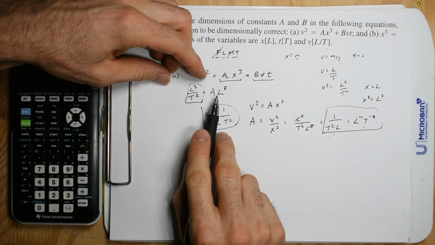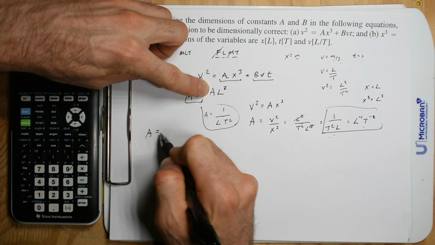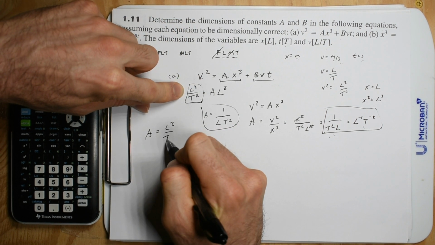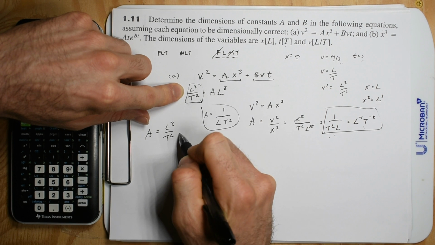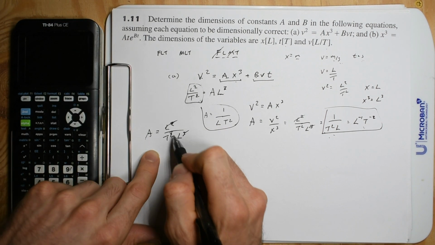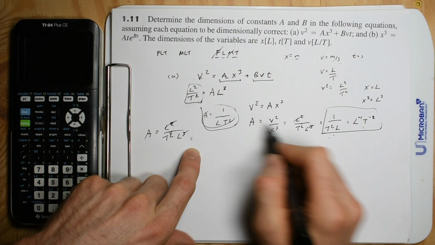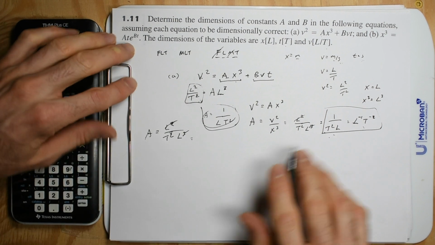The other way to do it, same thing here. Get it to here and then separate variables. I'm just going to say a is equal to L squared over T squared, and then bring that puppy downstairs. Same thing, those cancel, and you're left with 1 over T squared L, which we got. Booyah, we did that 100 different ways.